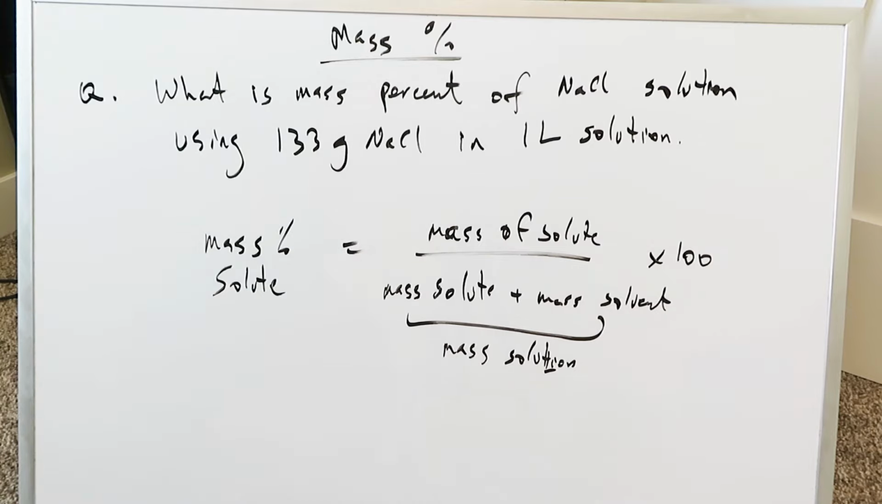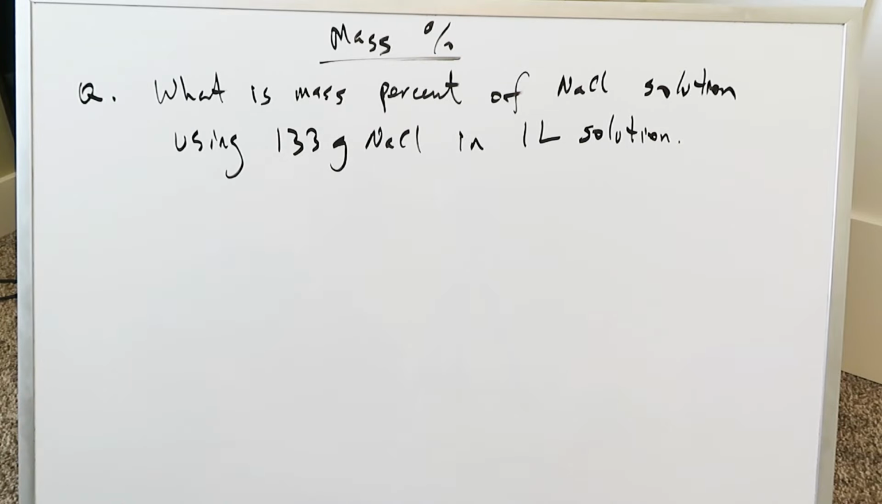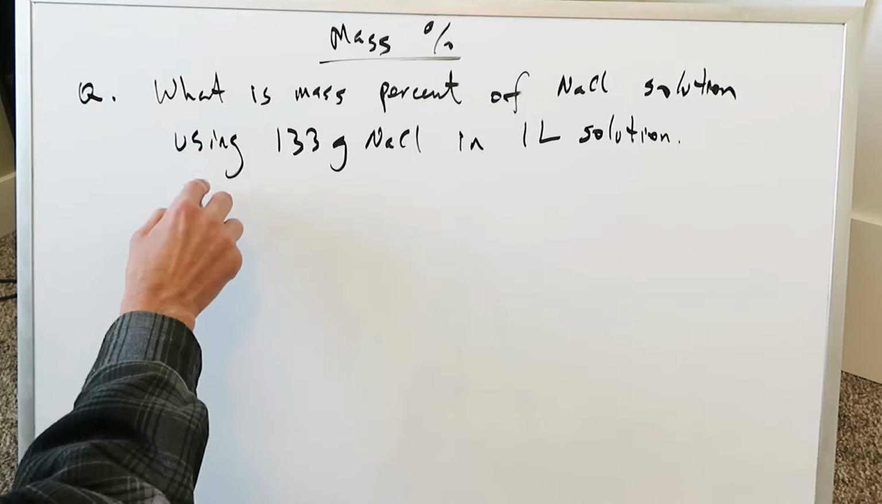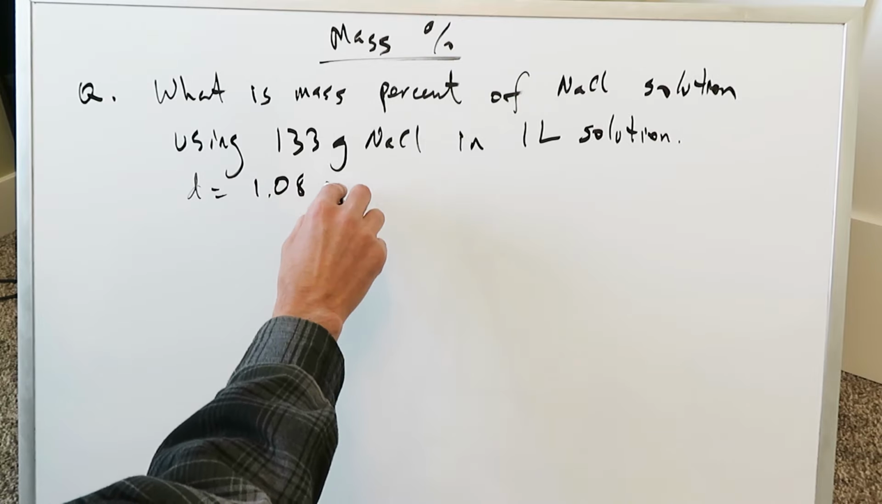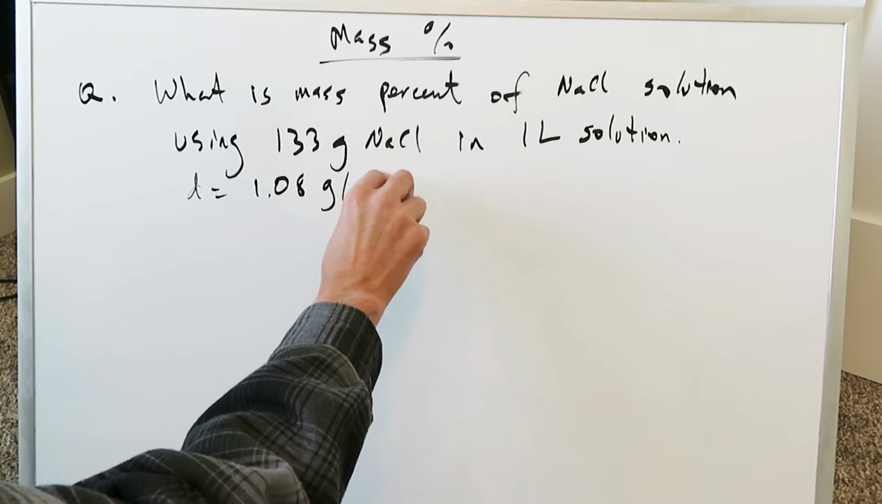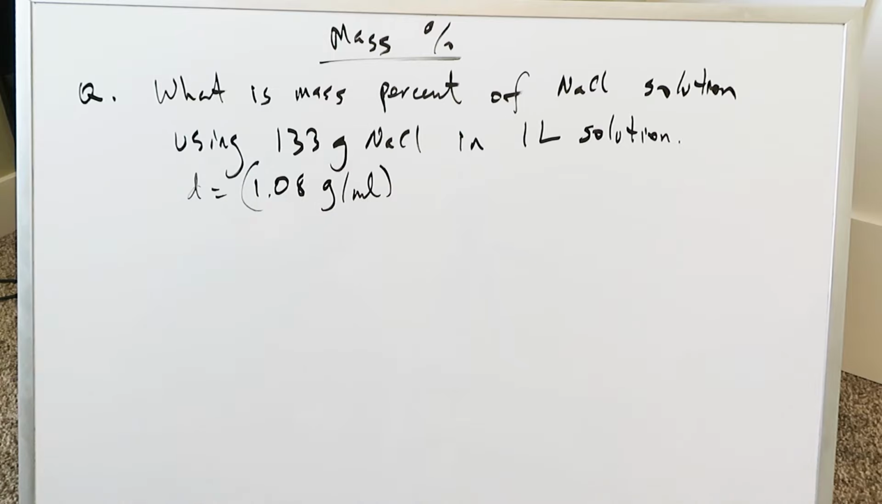So that's a formula you want to keep in mind as we look at two questions in this particular video. The first question is this: what is the mass percent of sodium chloride solution using 133 grams sodium chloride in 1 liter solution? You would have to know density normally to do your calculations involving mass percent, and the density here is 1.08 grams per ml. How would you go about determining the mass?